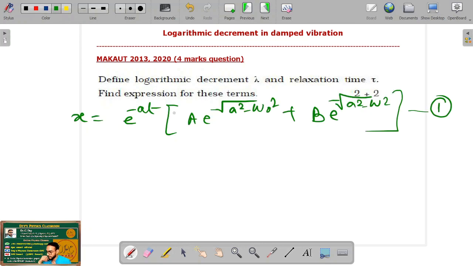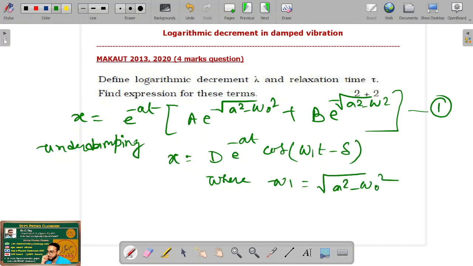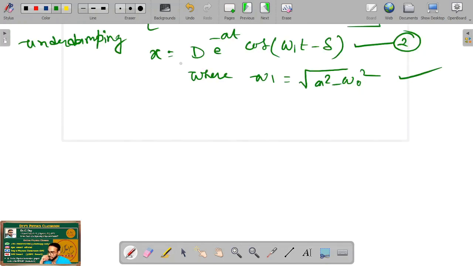So the general solution for displacement of a damped harmonic oscillation is given by equation 1. Now for underdamping case, this expression turns into equation 2. So displacement for underdamping case becomes oscillatory in nature, that is x equals d e to the power minus at cos of (omega 1 t minus delta), where omega 1 is the square root of a square minus omega 0 square. All the terms have their usual meaning that you can find in my previous lecture. So here the amplitude part is d e to the power of minus at.